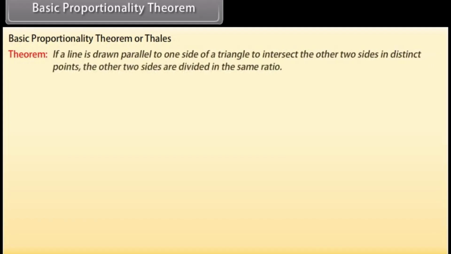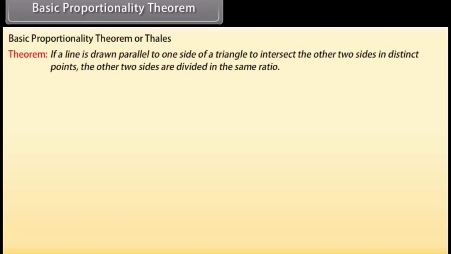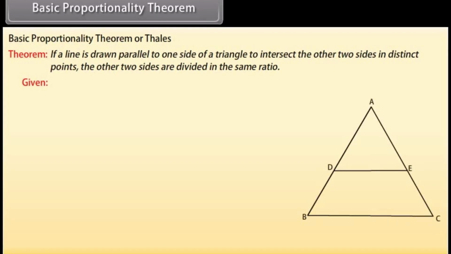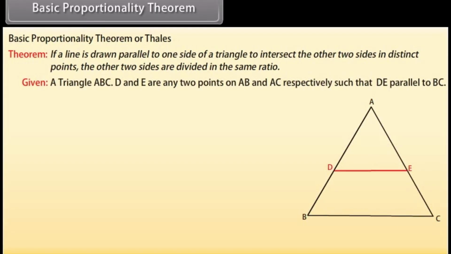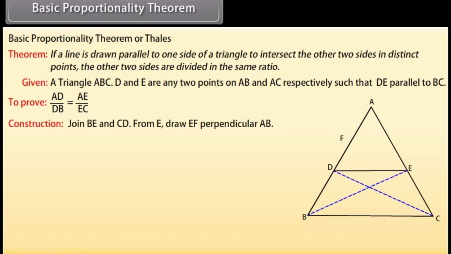Basic proportionality theorem, or Thales theorem. If a line is drawn parallel to one side of a triangle to intersect the other two sides in distinct points, the other two sides are divided in the same ratio. Given a triangle ABC, D and E are any two points on AB and AC respectively such that DE is parallel to BC. To prove AD upon DB equals AE upon EC. Construction. Join BE and CD. From E, draw EF perpendicular to AB.